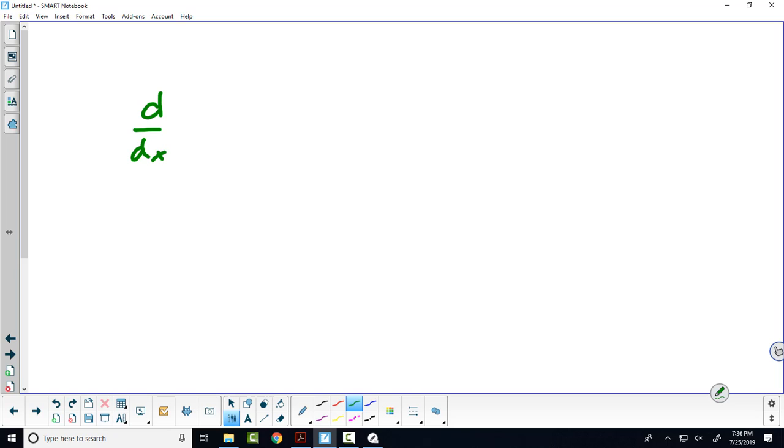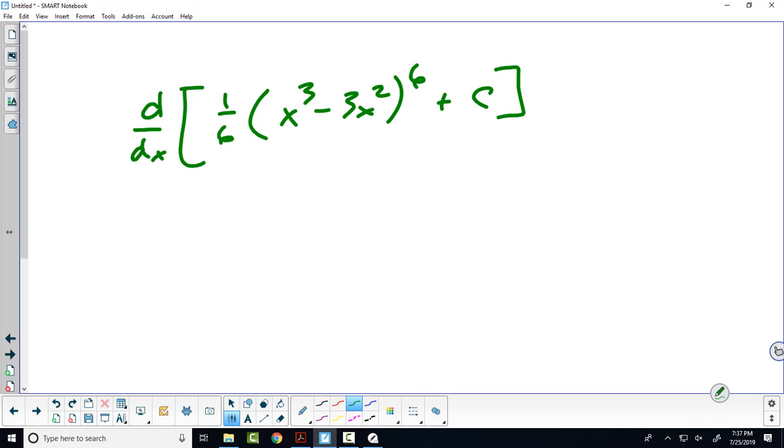I'm going to take d dx of 1/6. What was in there? It was x to the 3rd, right? X to the 3rd minus 3x squared, all to the 6th plus c. Great. So I'm going to check my work by taking the derivative of this.